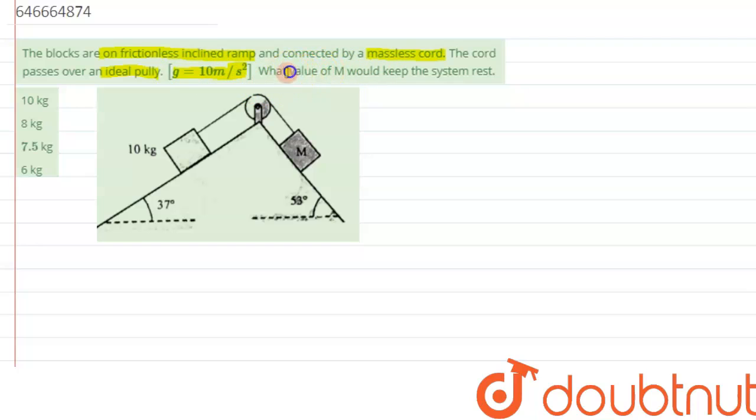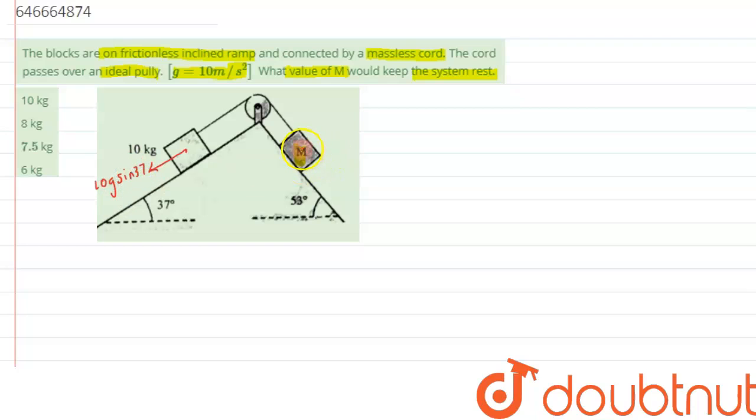We need to calculate the value of capital M, that is the mass of this block, to keep the system at rest. So we know to keep the system at rest, the forces must be balanced. Meaning, the force which is pulling this block in the downward direction is nothing but mg sine theta, or we can say it is 10g sine 37. Let's write it over here.